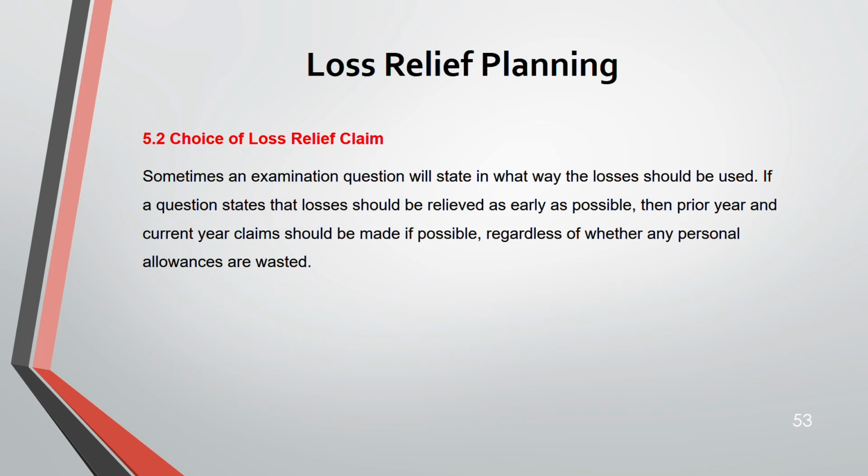Sometimes an exam question will state in what way the losses should be used. If a question states that losses should be relieved as early as possible, then first prior year and current year relief should be made if possible, regardless of whether any personal allowances are wasted or not. You can't say that you have to save your personal allowance. Let it get wasted. If they say as early as possible, first prior, then current year.